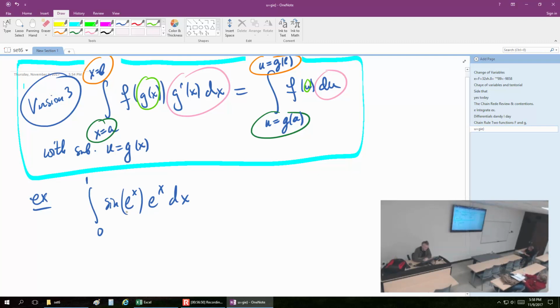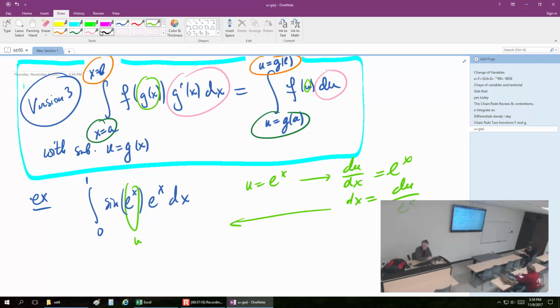We identify our new variable u. u is equal to e to the x. You compute right away du dx as e to the x, and you will know that in fact dx is equal to du over e to the x. Secondly, well, let's just substitute.